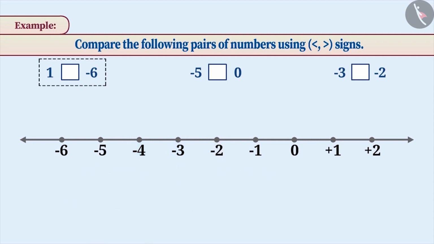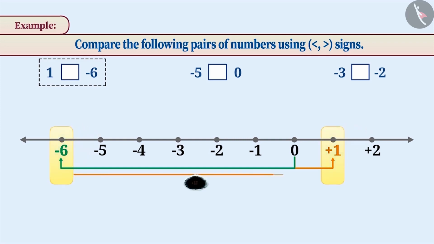Now let's compare 1 and -6. In order to do this, we will represent them on a number line. The number +1 is marked 1 place to the right side of 0 and -6 is marked 6 places to the left of 0. As you can see, the number 1 is to the right side of -6. Therefore, 1 is the larger number and -6 is the smaller number. Remember that the face of the sign is always towards the larger number.